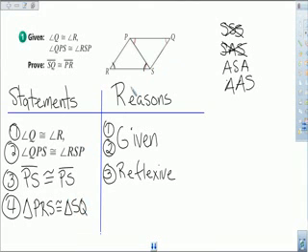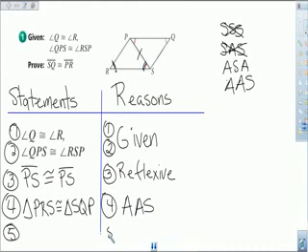We have a side and an angle. And what are our possibilities? We have 4 shortcuts to show that these two triangles are congruent. We have side, side, side; side, angle, side; angle, side, angle; and angle, angle, side. Those are the 4. So we have a side and an angle. So I don't think it's going to be this one.